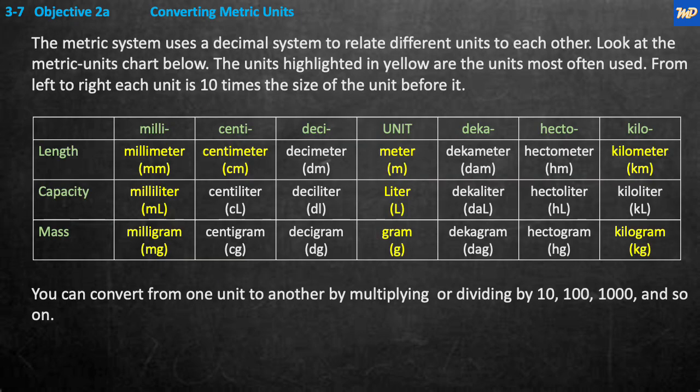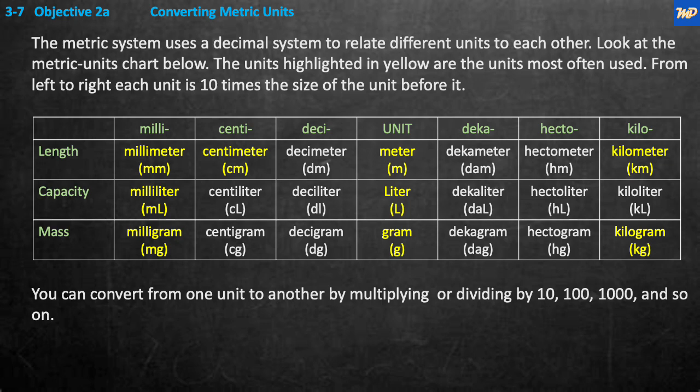Okay, objective 2A, so there must be another slide to go along with objective 2. Converting metric units. So the metric system uses a decimal system to relate different units to each other. Look at the metric units chart below. The units highlighted in yellow are the units most often used. So some get used way more often than others, of course. From left to right, each unit is 10 times larger. So everything's in a base of 10. It says that right here.